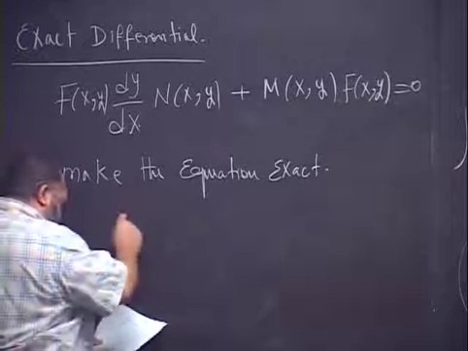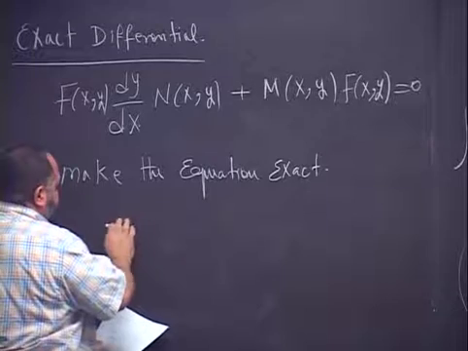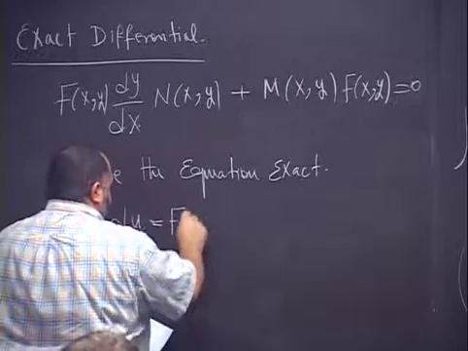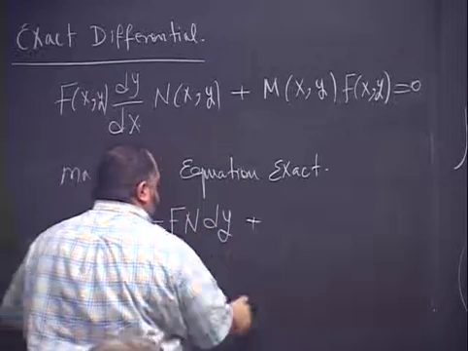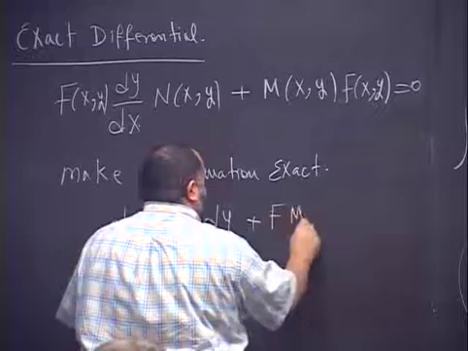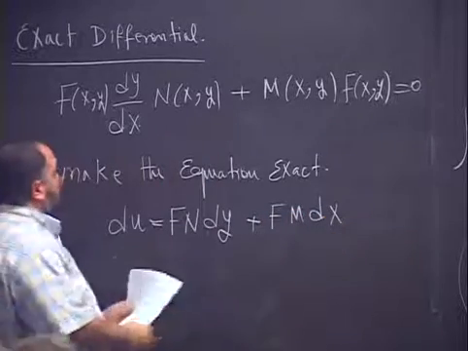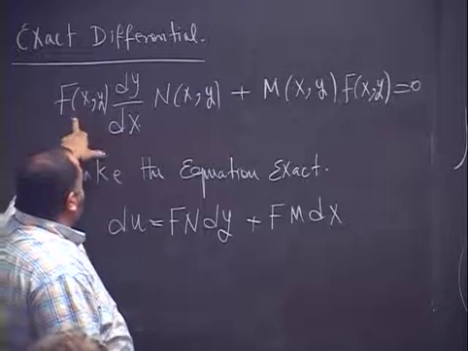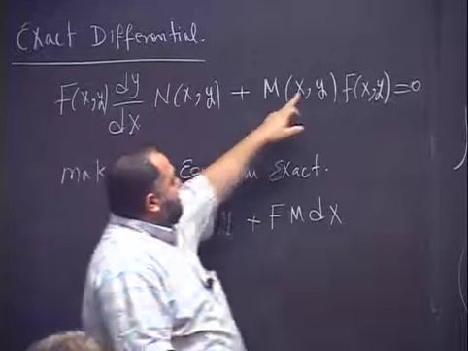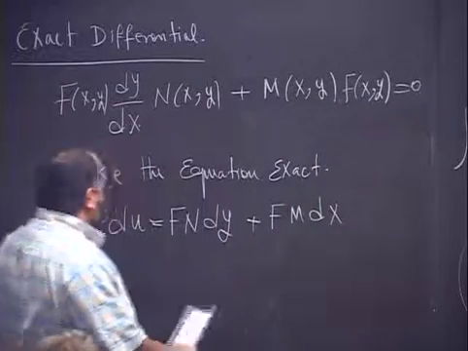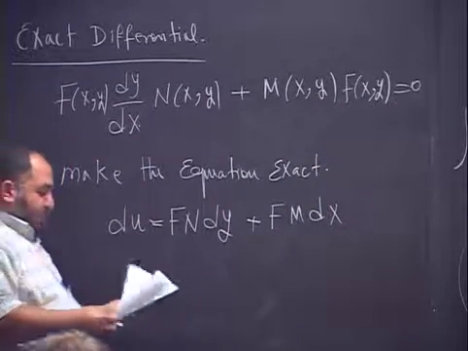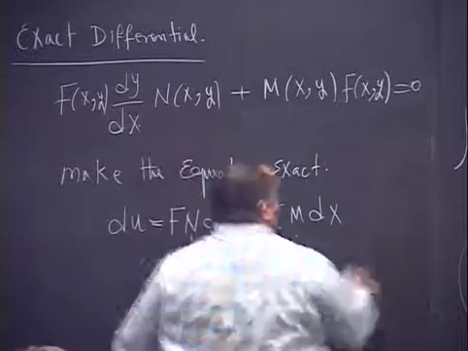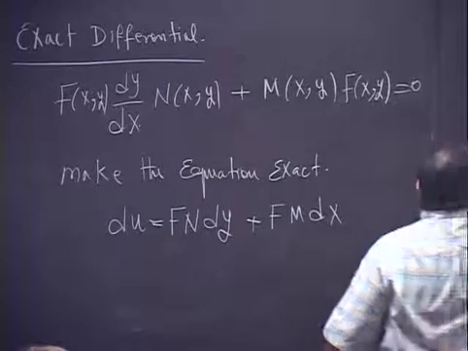So we want to make the function exact so that du is equal to fn dy plus fm dx. If you multiply by dx, this would be fn dy plus mf dx. And this is what you see here. We will call this function du, and we want to make it exact. So let's look at an example here of how to make it exact.